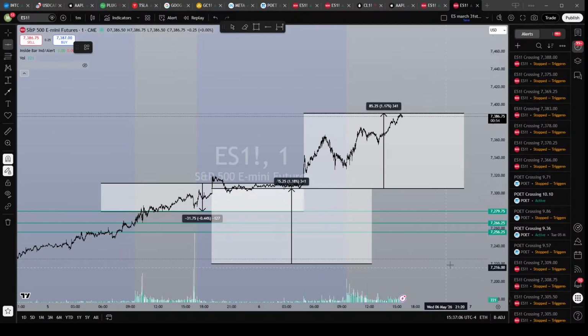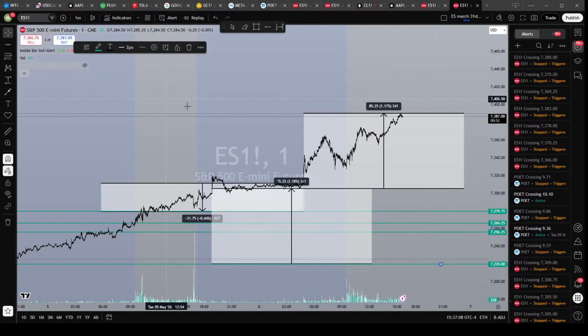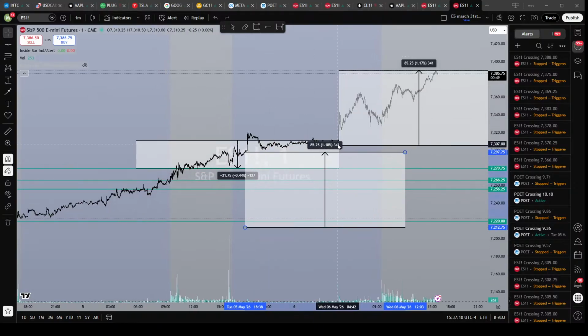7220, that was our structural hold. Okay, and then the 14.